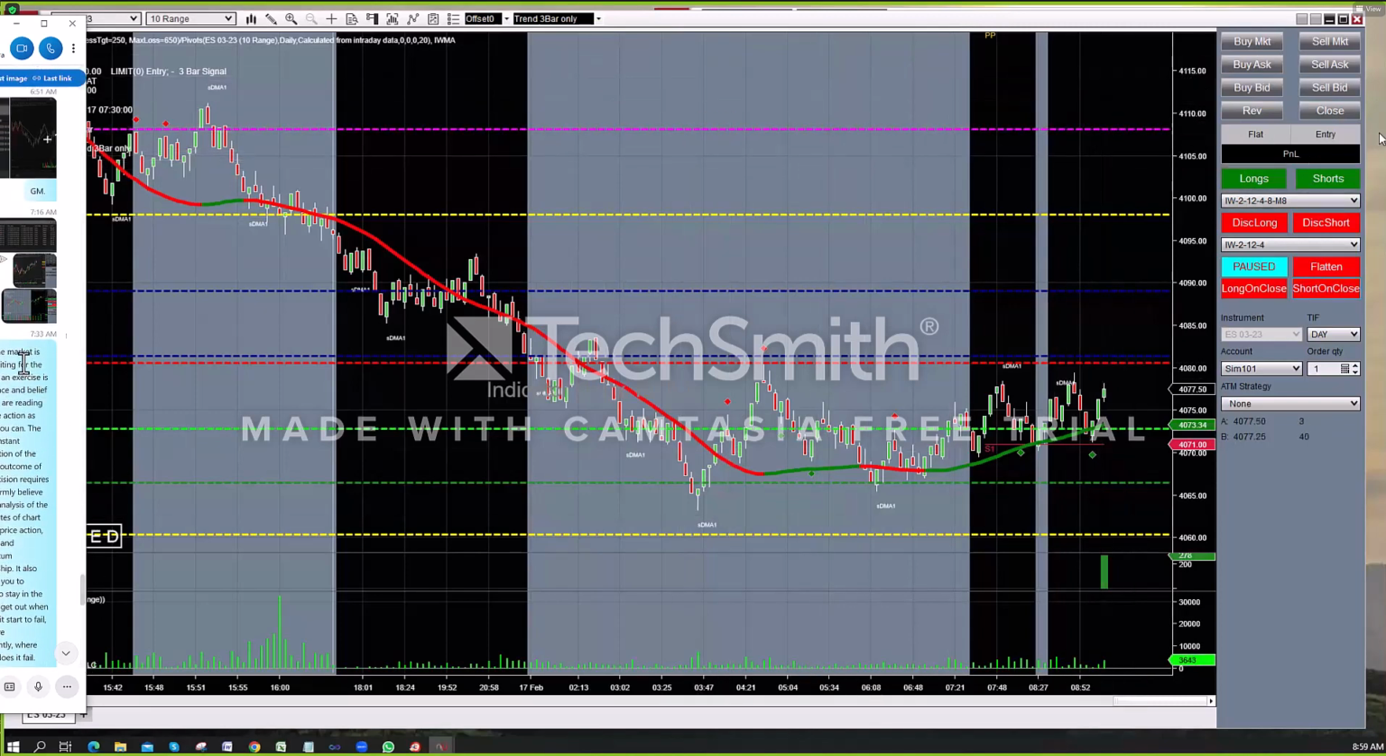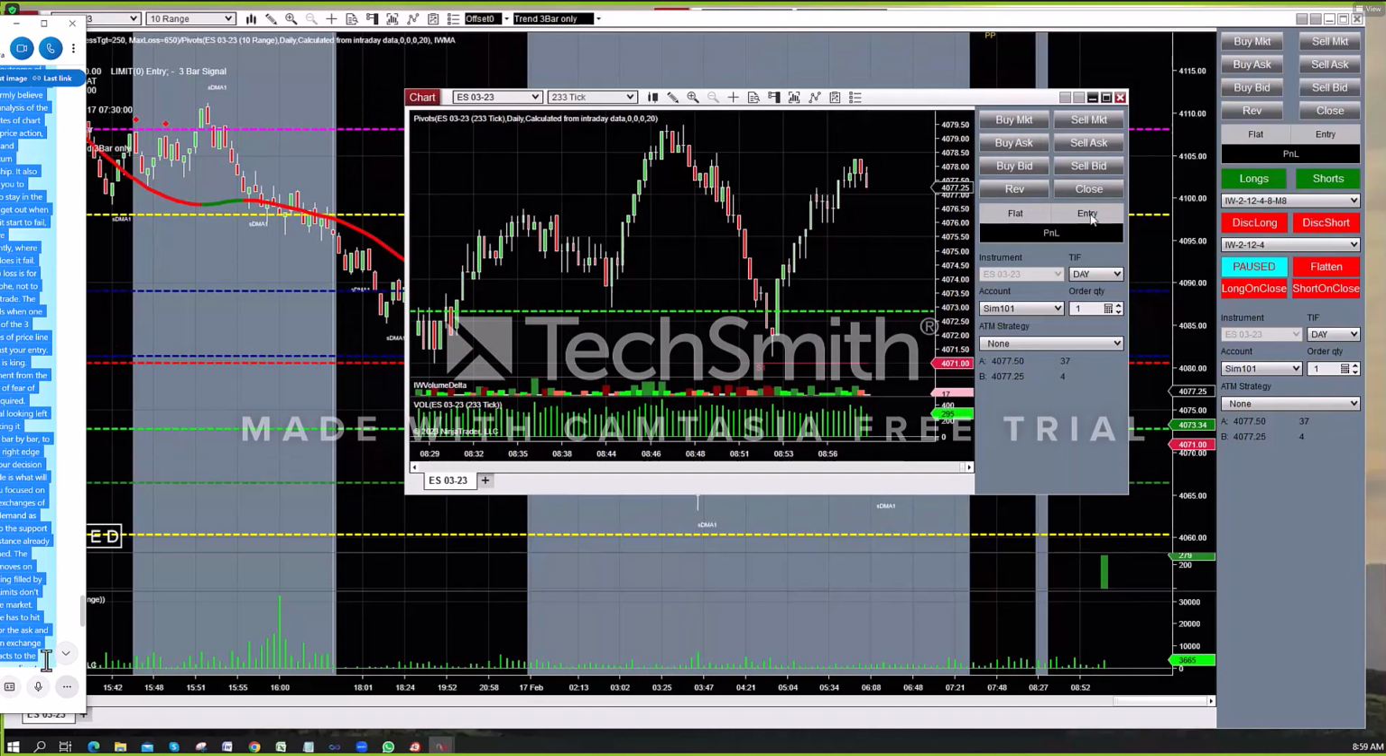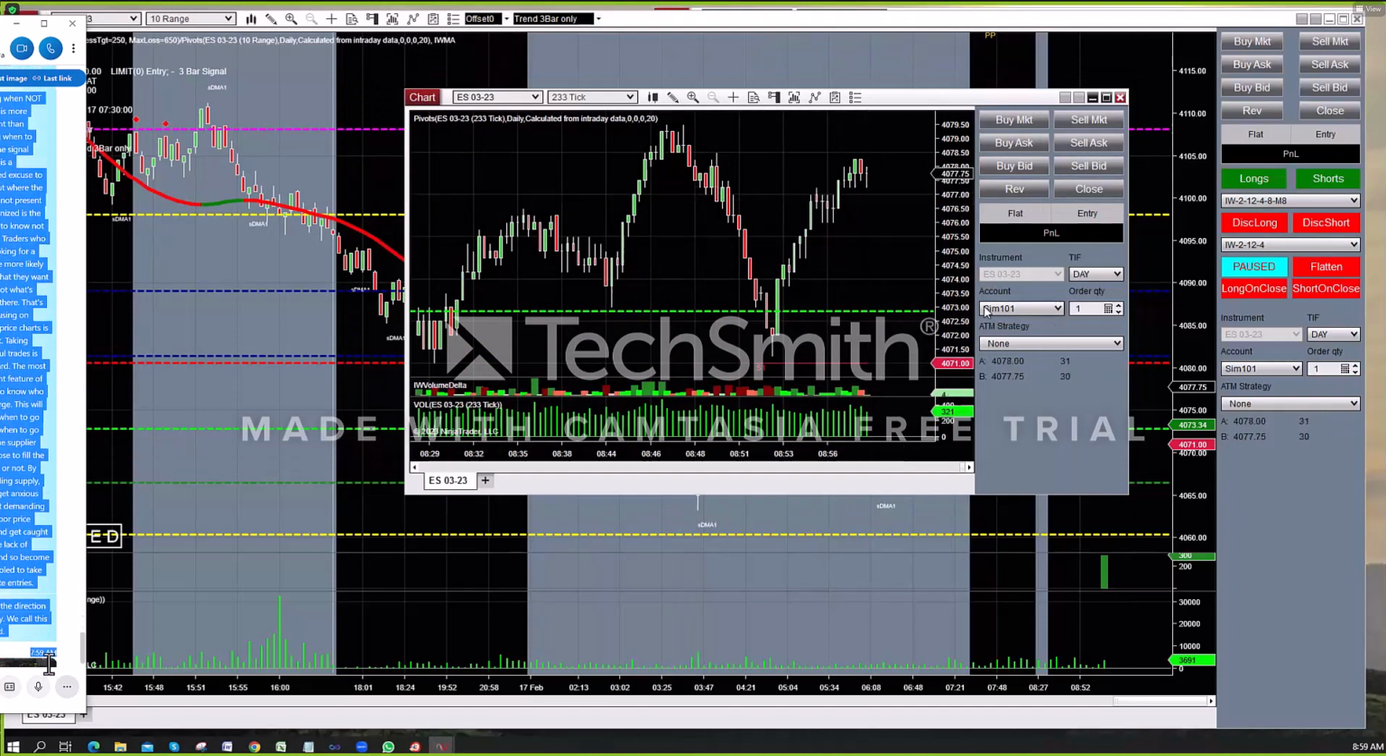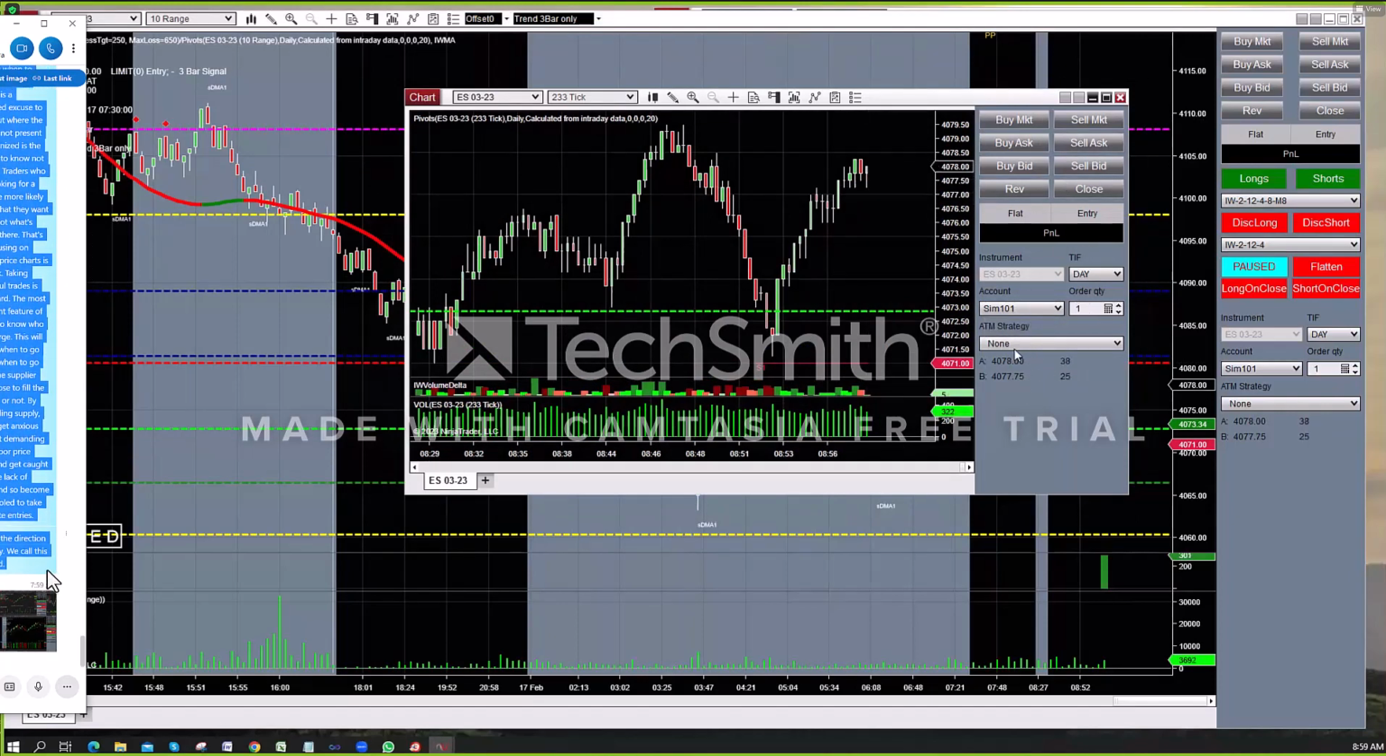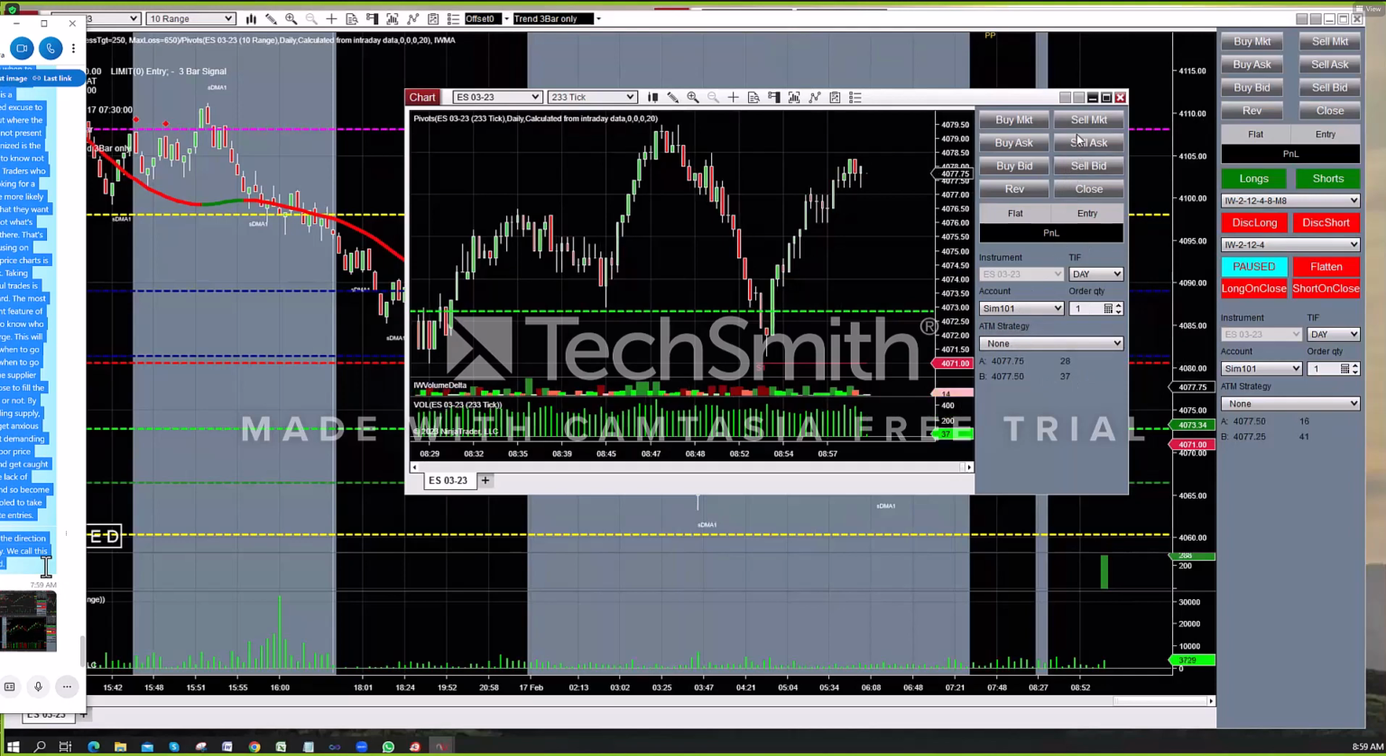Sure. Okay, so I'm going to grab this chart over here. And I am going to be in Sim 101. I'm going to leave this at none. And I'm going to say market short. Order filled. Okay, so this is in Sim 101, right?